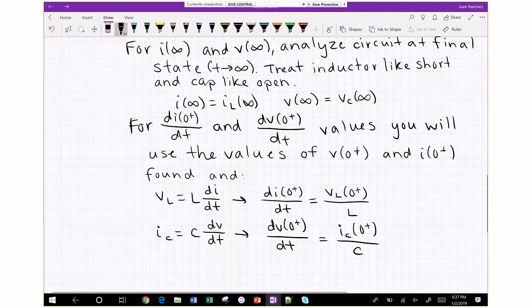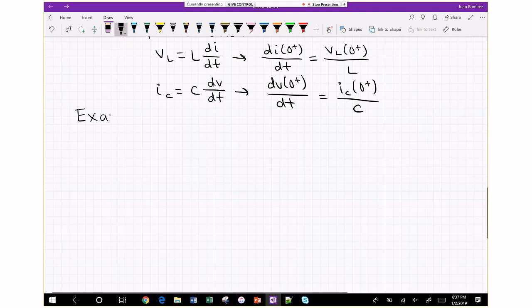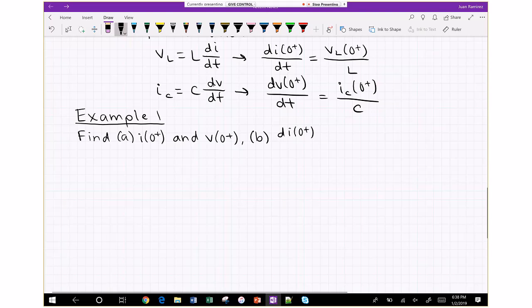Okay, so let's do example one. All right, I'll just leave this here. So we want to find, let's say part A is to find the inductor current right after the transition and the capacitor voltage right after the transition. We want to also find the rate of change of the inductor current right after the transition. And the same for the capacitor voltage. And part C is to find the final values. And those are pretty easy. Okay, what's the circuit we're looking at?